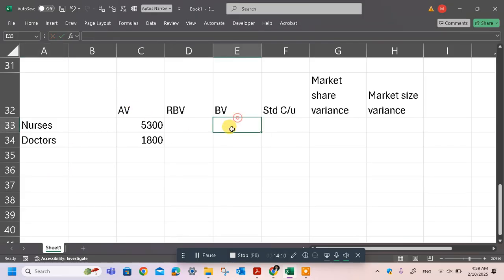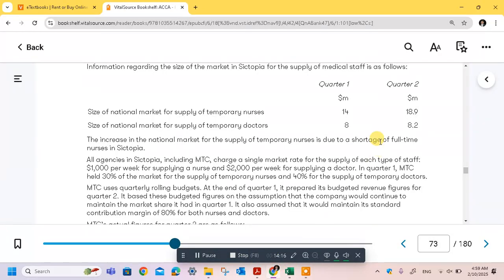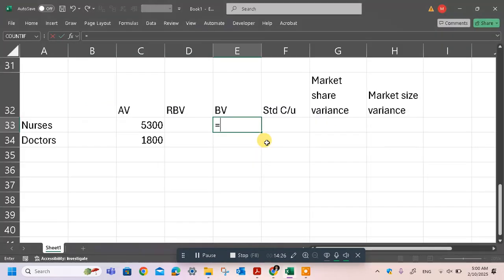Look at this. Budgeted volume would be for nurses. 14 million is their quarter 1 market size. The original budget would have remained at the same size for quarter 2 also. So 14 million divided by 1,000. What is this? This is the overall market size. How many nurses are being sold during the quarter by the companies in the industry. Overall market. Right? This is the budgeted volume for the market.